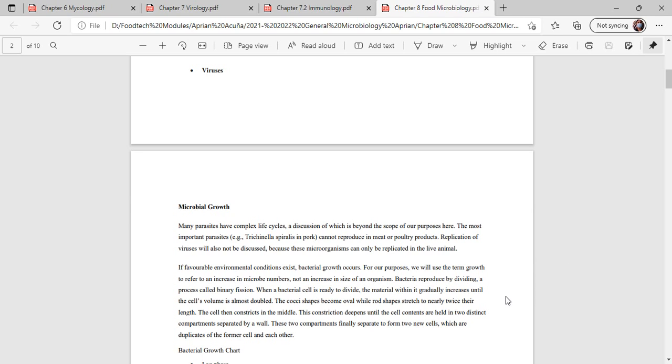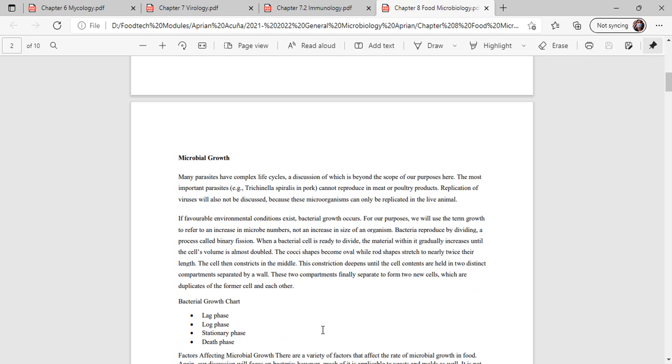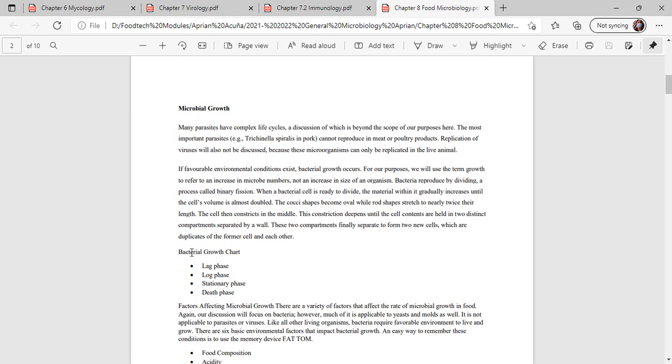Bacteria reproduce by dividing, and this is what you call binary fission. When your bacterial cell is ready to be divided, the material within gradually increases and the cell's volume is almost doubled. Cocci shape becomes oval and rod shape stretches to nearly twice its length. The cell then constricts in the middle, and the constriction deepens until the cell contents are held in two distinct compartments, and then they divide their wall. The two components finally separate to form new cells, or the daughter cells, which are duplicates of the former cell, or what we call the parent cell.